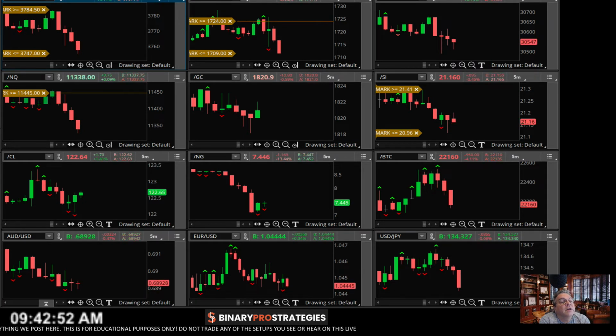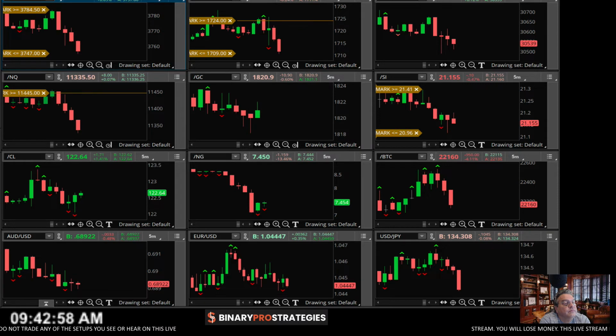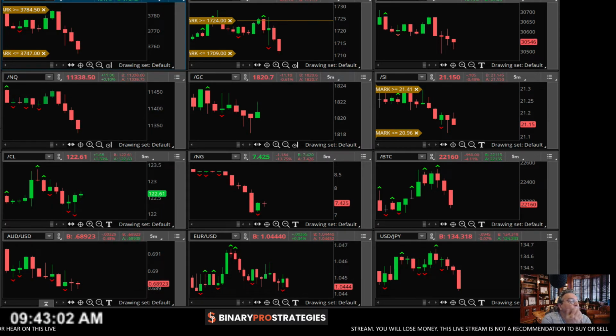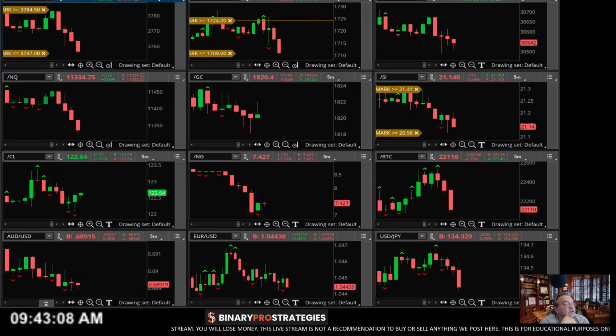All right, the mini NASDAQ did hit target. Still short RTY, 1709 is our target. Short ES, 3747 is our target. Long silver still. That's probably going to be a longer term play. Target of 2141.